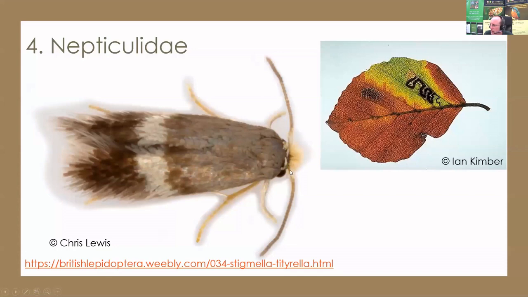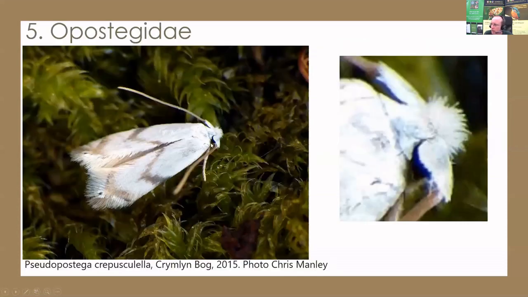these eye caps. They share this with the Opostegidae, but it's a lot more clear on this photo. So this is the base of the antennae, covering the eye, and it's quite a distinctive feature of the Nepticulids and the Opostegidae.